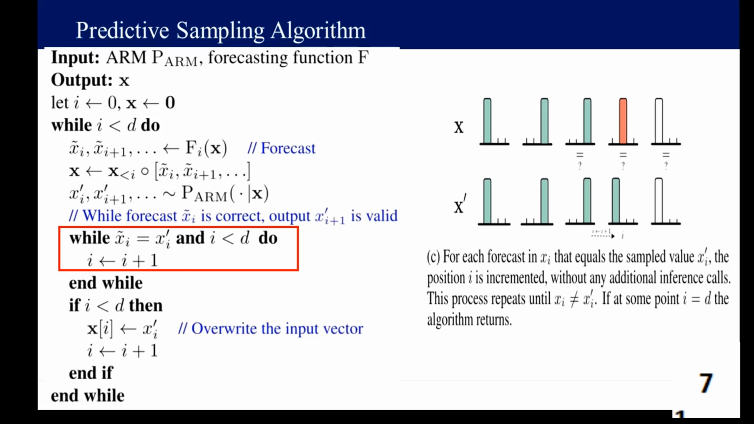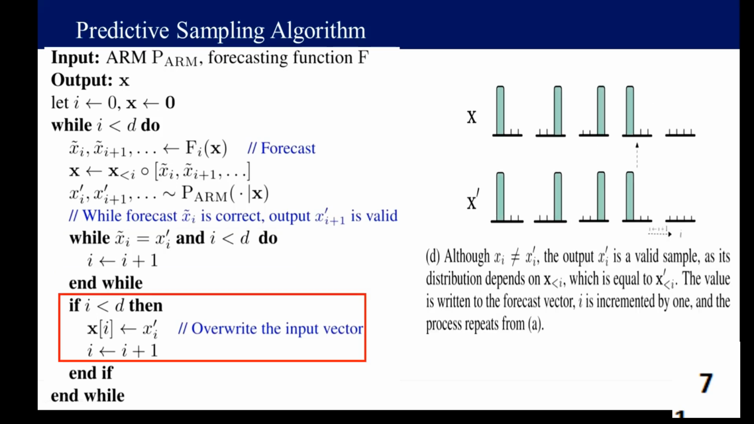This process repeats until a forecast is not equal to the sample value. When the forecasting function does not agree with the ARM, the last valid output is written to the vector x and the next iteration of predictive sampling starts. This whole process is repeated until all variables have been sampled.